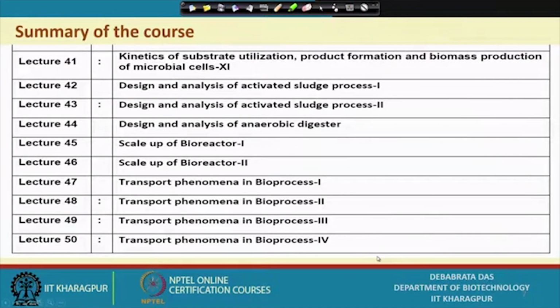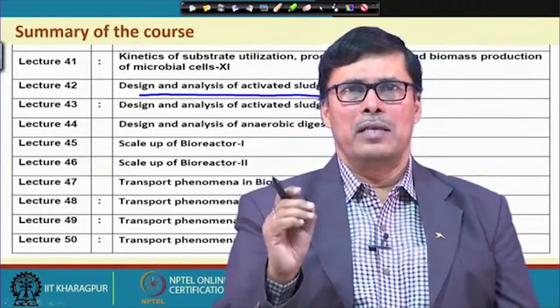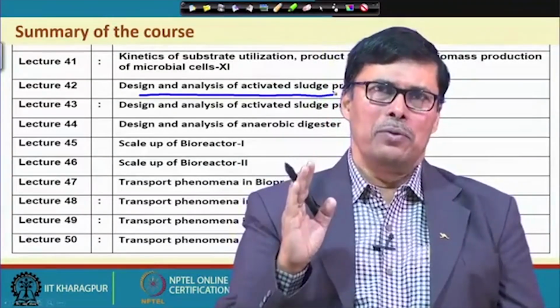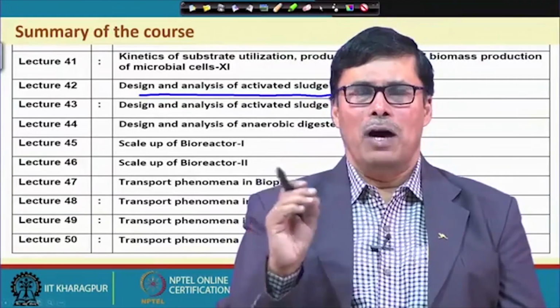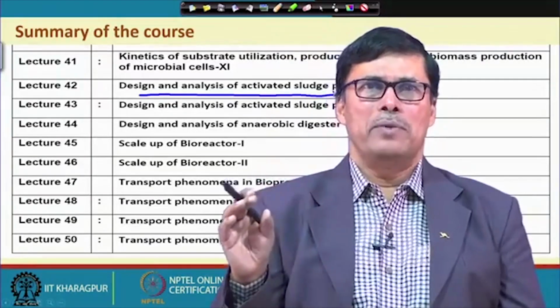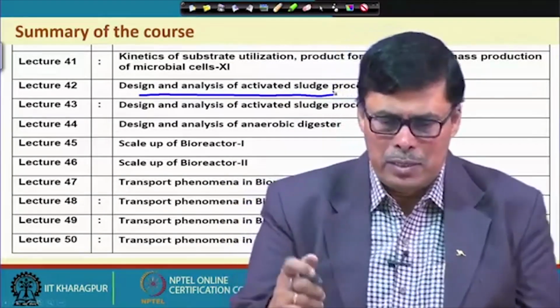Now after having all this information, we switch over to the process design, the design and analysis of the activated sludge process. We have taken this as the instance of how, when you take a particular process, the process design can be done, and how the different operational parameters can be monitored or calculated. That we try to discuss in this lecture.